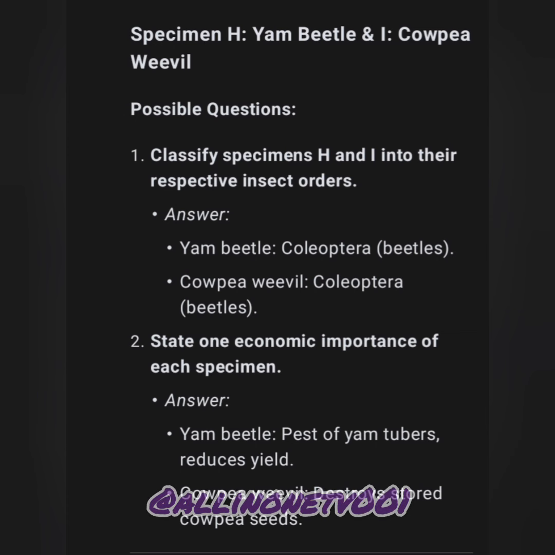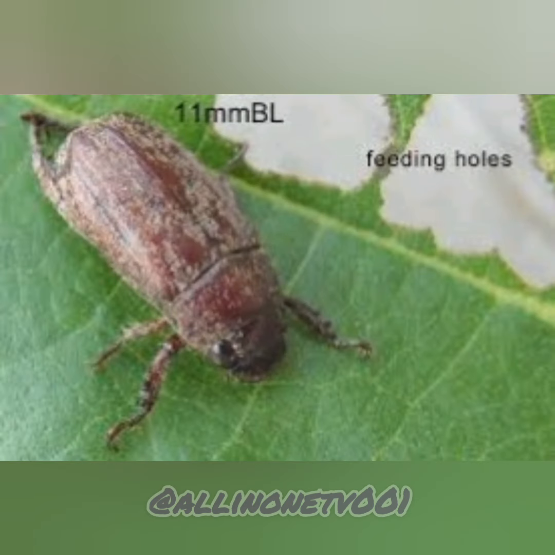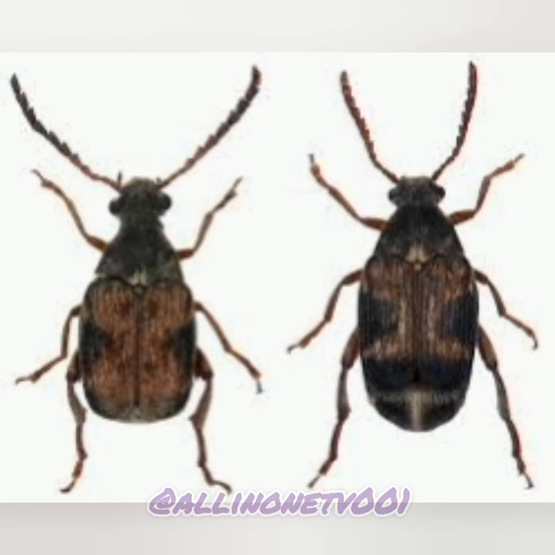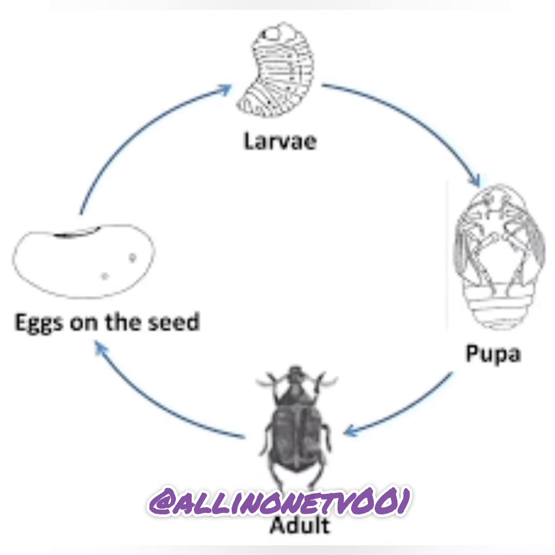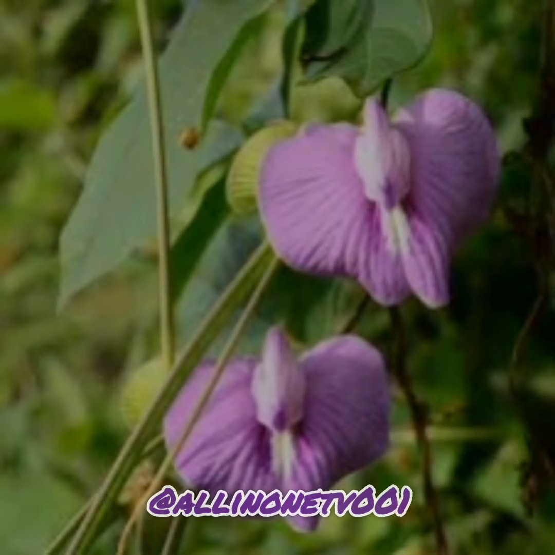State 1 economic importance of each specimen. Yam beetle, pest of yam tubers, reduces yield. Cowpea weevil destroys stored cowpea seed. So that's one economic importance of each specimen. And you can see the diagram. This is the yam beetle diagram, and this is the cowpea beetle diagram. This is the life cycle of the cowpea beetle diagram.